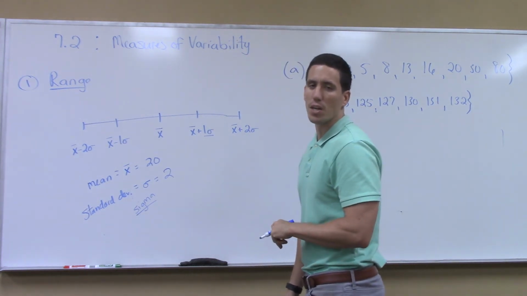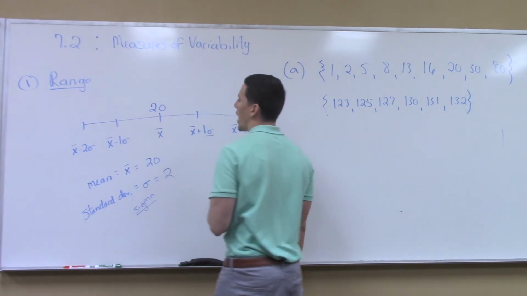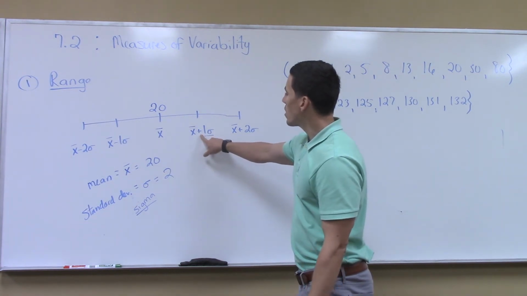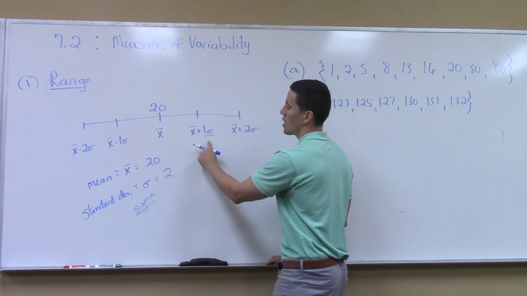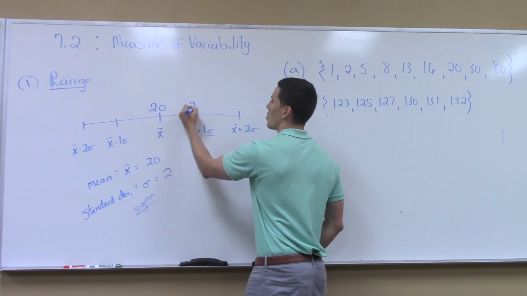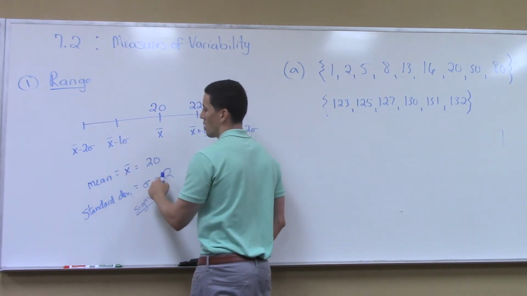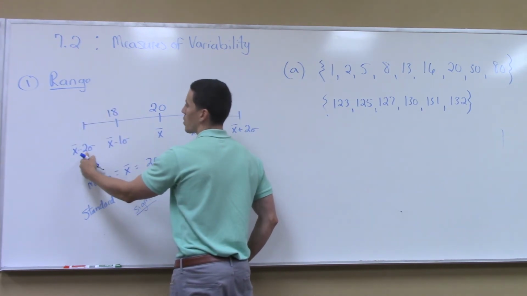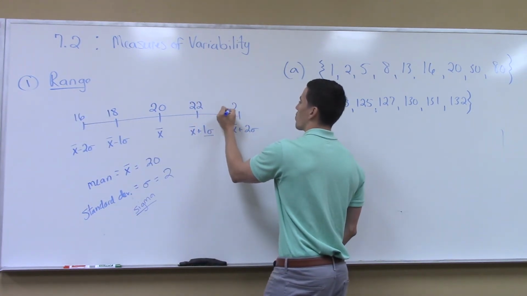Okay, so see if you can follow me on this. I think that you'll be able to. If the mean is 20, that means this average point of my data is 20. One standard deviation above the mean, plus one standard deviation, would be my mean 20, plus one of these, would be 22. One standard deviation below the mean would be 20 minus one standard deviation, or 18. Two standard deviations below the mean would be 16, and two standard deviations above the mean would be 24.